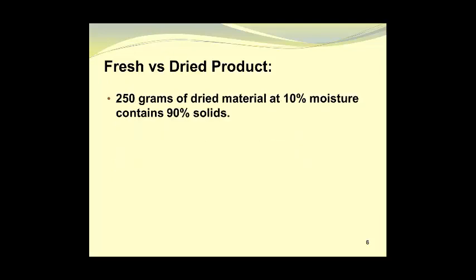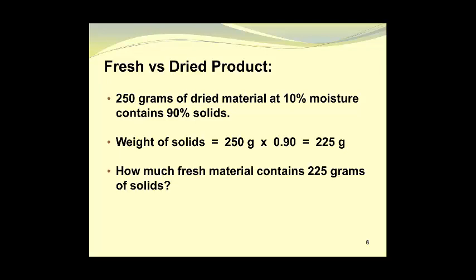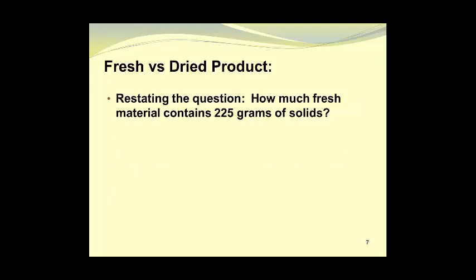250 grams of dried product at 10% moisture will contain 90% solids. The weight of the solids then will be 225 grams. The remaining 25 grams will be water. So how much fresh material contains 225 grams of solids? Restating the question, we could ask how much fresh material contains 225 grams of solids. So let's let X be the weight of the fresh material in grams.